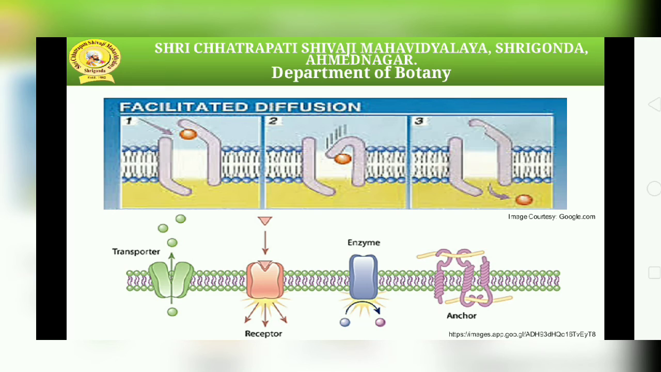The next is the transport protein. It helps in transporting molecules across the cell membrane through facilitated diffusion. For example, globular proteins. In the upper portion of the picture you can see facilitated diffusion. And the third one is the glycoprotein. It helps in cell to cell communication and molecule transport across the membrane. This picture you can see.